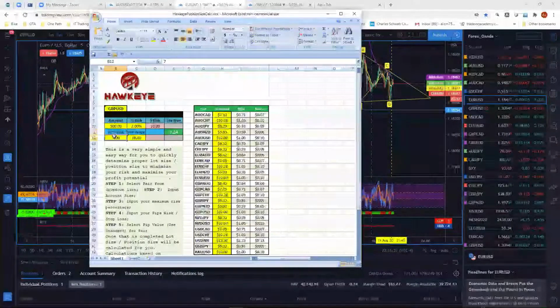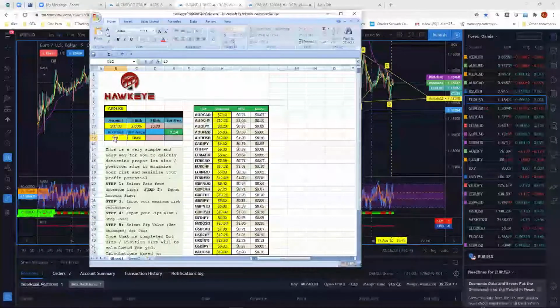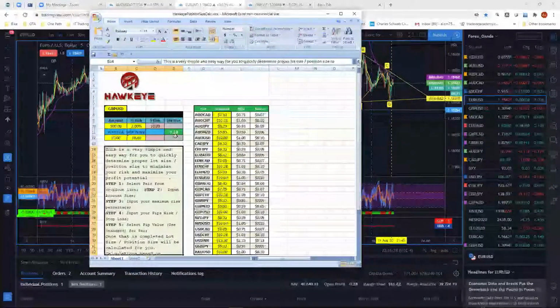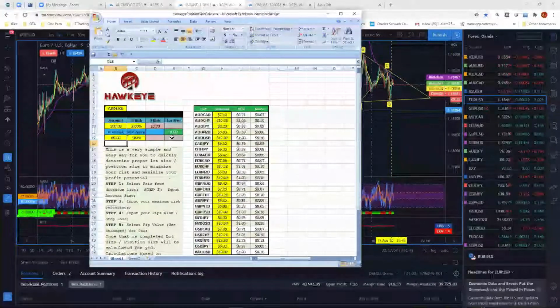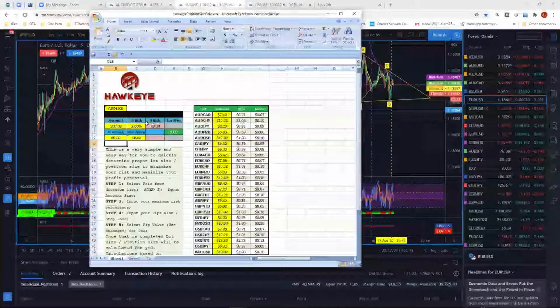If you had a 10 pip stop, you can see that rather than 0.14, it's now 0.10, still only risking $10, still only risking 2% of the account. With a lot of swing traders, they'll have maybe a 60 pip stop loss. Well, if you're risking 2% with a 60 pip stop loss, you're risking the same $10, but your lot size is only 0.02.